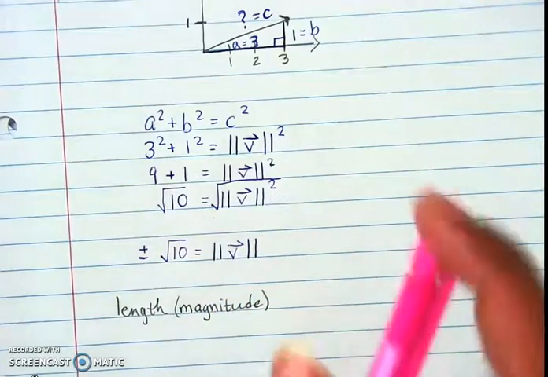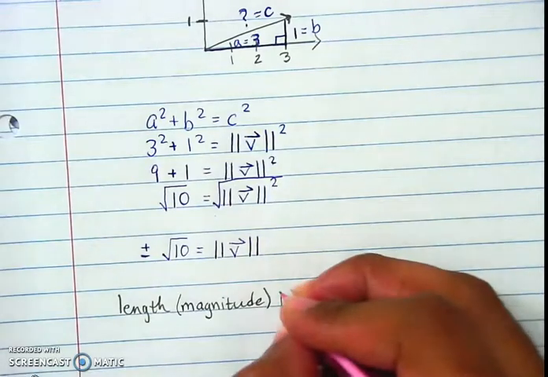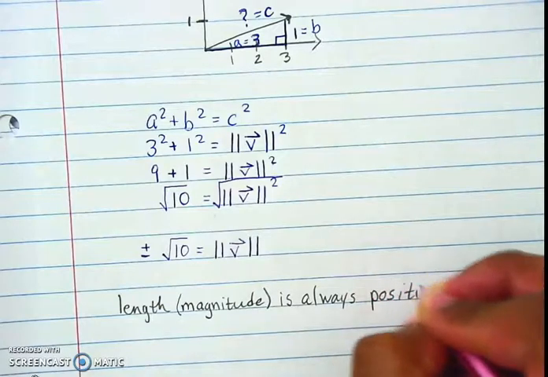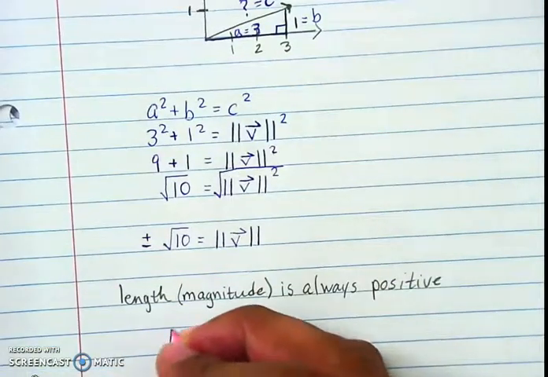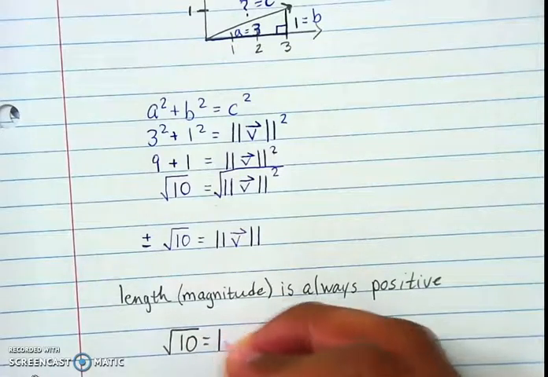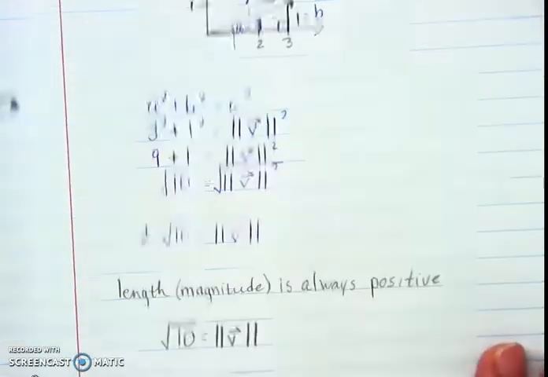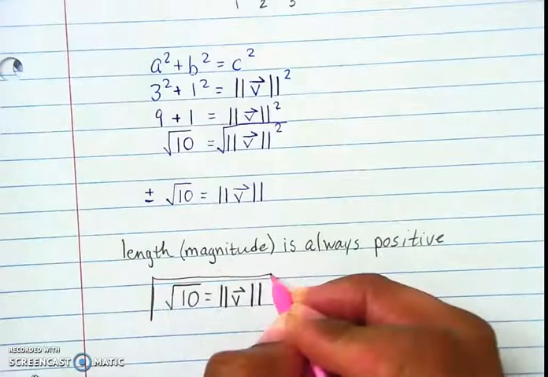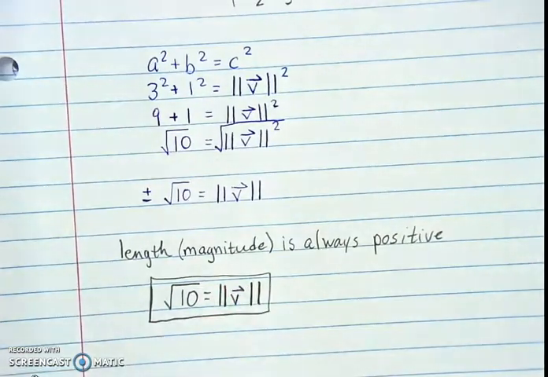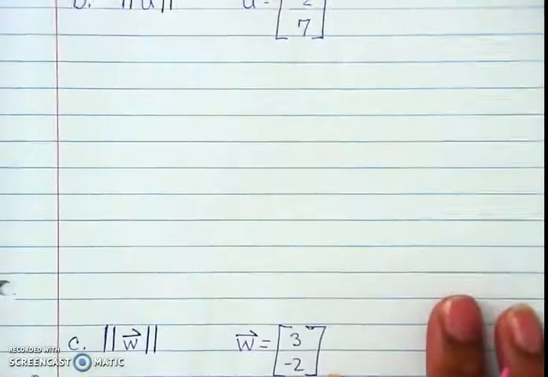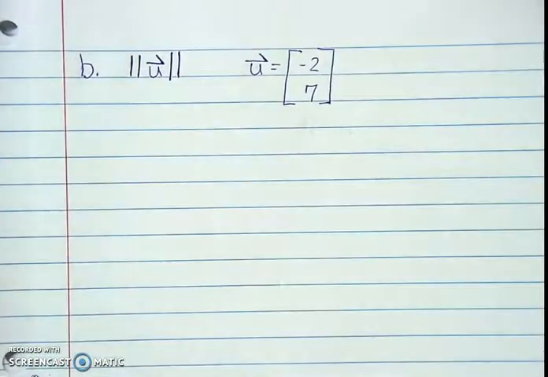So the length or the magnitude is always positive. Therefore, only the square root of 10 is literally the magnitude for this vector. And that's it. That wasn't hard at all. Pythagorean theorem. Okay. So the next two I'm not going to work out for you, but I'll give you the problem and let you work it out and check yourself with the answer. If it doesn't make sense to you, you can ask questions in class so I can actually answer it for you.